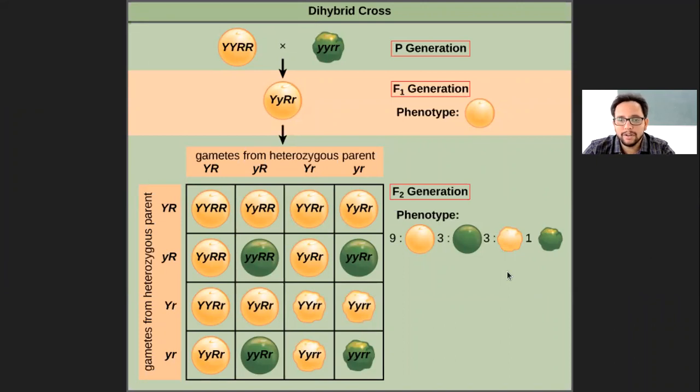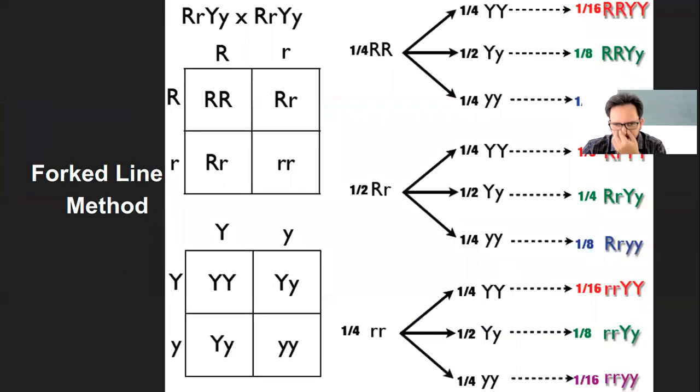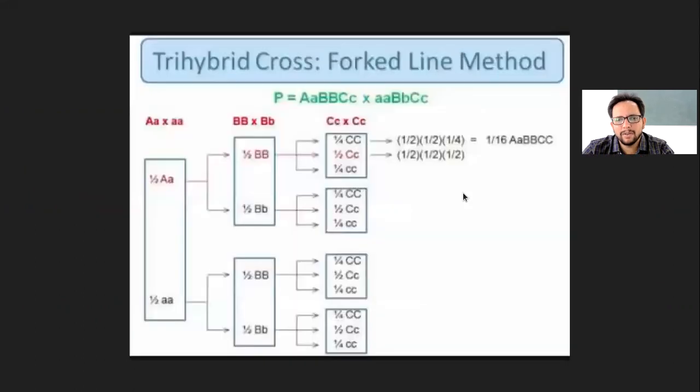I haven't checked those assignments yet. So I will go over them maybe today or tomorrow. Then the fork line method, we just had a quick overview. When you have a tri-hybrid cross and so on, in that case it is more useful because you can easily figure out what the phenotypes are based on the genotype.